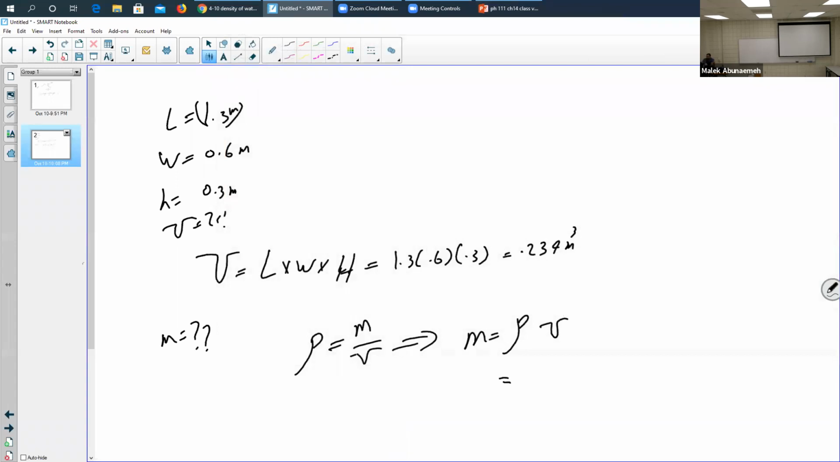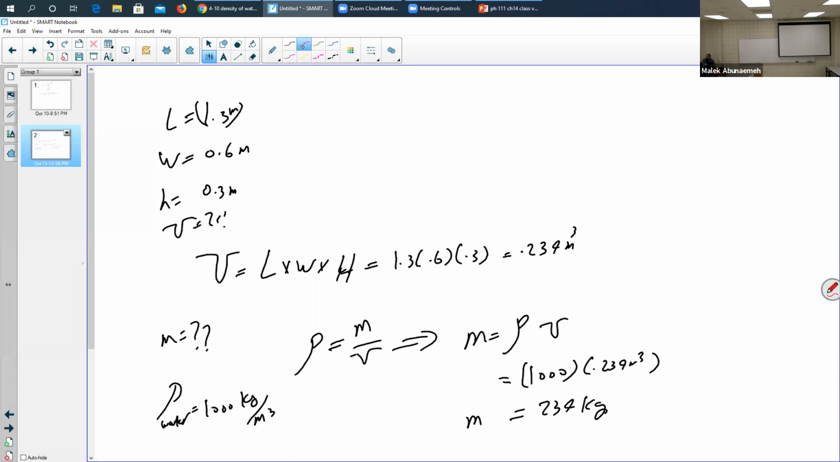So your density for water is 1,000 kilograms per meter cubed. So your mass is going to be 1,000 multiplied by your volume, which is 0.234 meters cubed. So your answer is going to be 234 kilograms.